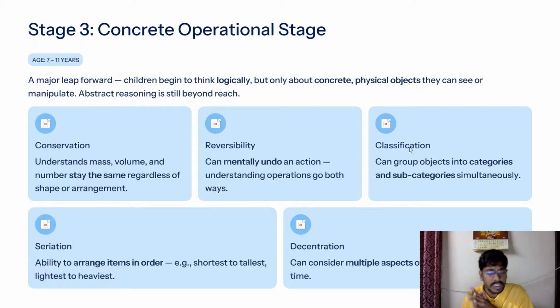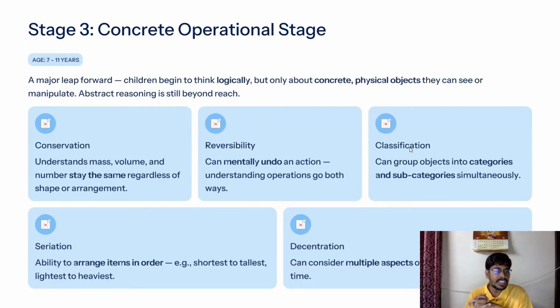This is a very crucial age for the students, and it's one of the important stages in Jean Piaget's cognitive development theory. So it is between 7 to 11 years. The major leap forward, children begin to think logically. So here logical thinking starts. When the child attains 7 years, the child usually develops logical thinking, but only about concrete physical objects they can see or manipulate. So there is no proper abstract reasoning. They can only develop logical thinking to a certain extent. But abstract reasoning is out of reach here.